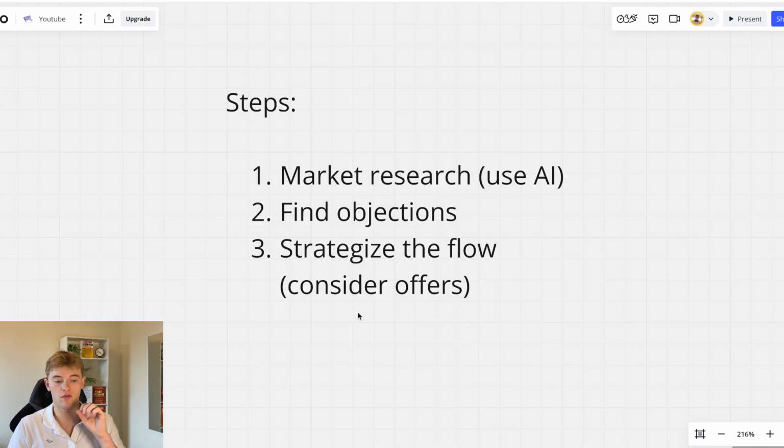Number two is we want to find the most common objections that people have outside of price, because price is obviously the most common objection because that's what they're trading in order to get your product. But outside of price, we want to know what all those top objections are so that we can pinpoint those and overcome the objections in the email content.